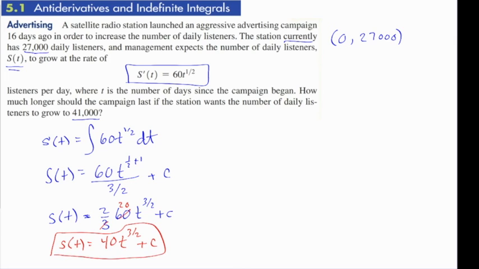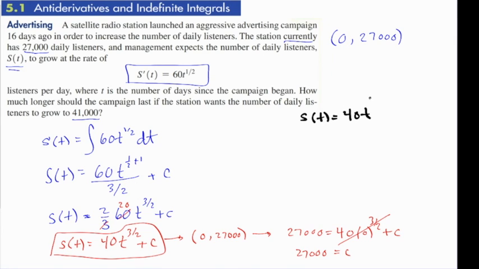Now we'd like to solve for c using our initial condition, 0, 27,000. And that means that 27,000 is equal to 40 times 0 to the 3/2 plus c, which means that 27,000 is our c value. So now we have a particular function equal to 40 times t to the 3/2 power plus 27,000. And we want to solve for when the number of listeners will be 41,000.